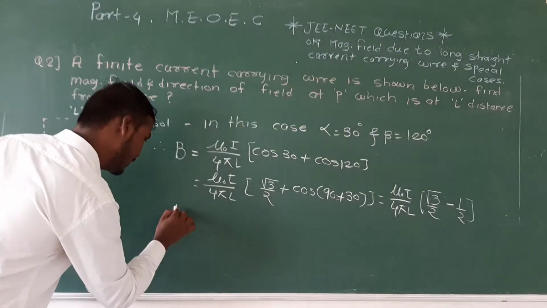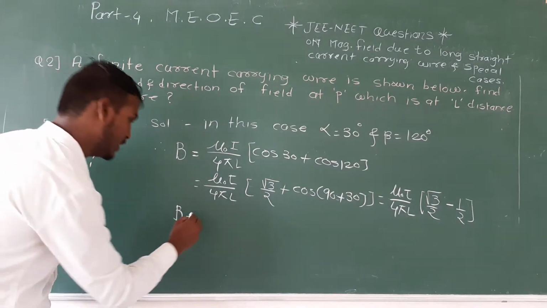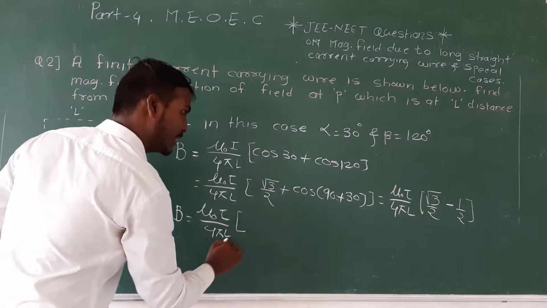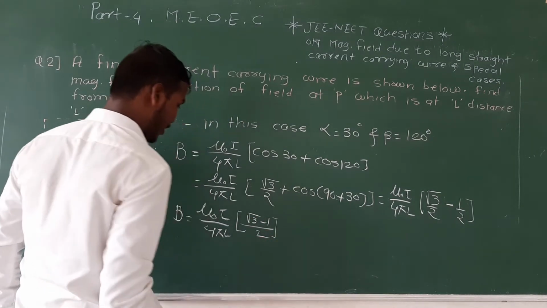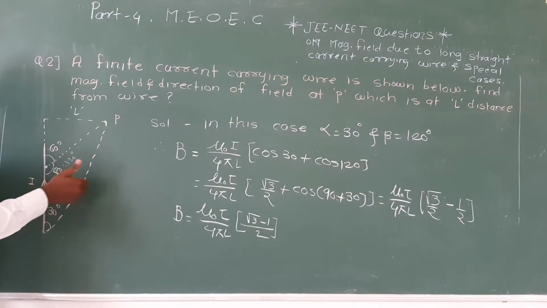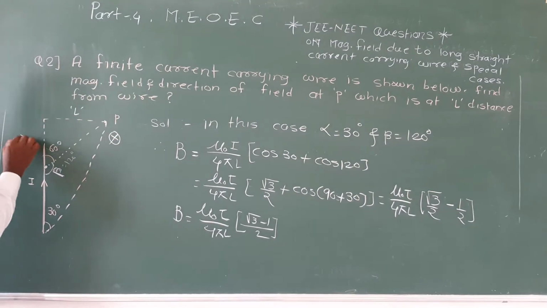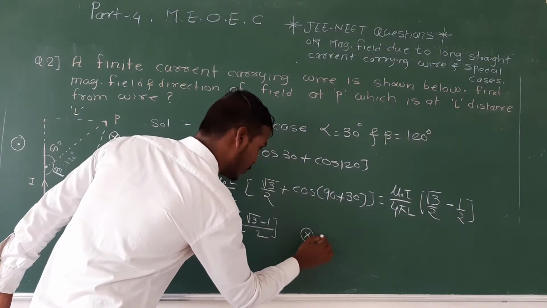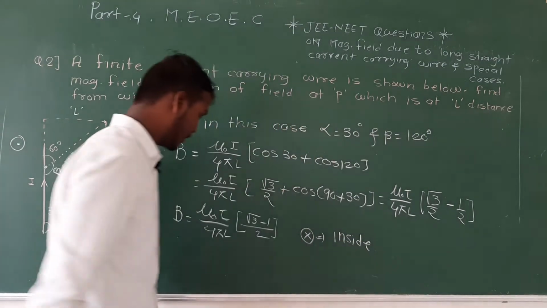So the ultimate answer will be: the magnitude of the magnetic field at point P due to this finite current carrying element is μ0 I upon 4π L in bracket root 3 minus 1, divided by 2. Now about direction, see carefully, current is going in the upward direction. For this plane, fingers are going inside, that means here the direction will be cross, and in this plane it will be dot. So our point P is in another plane, so it will be like outside, that means inside. Direction is inside the plane.